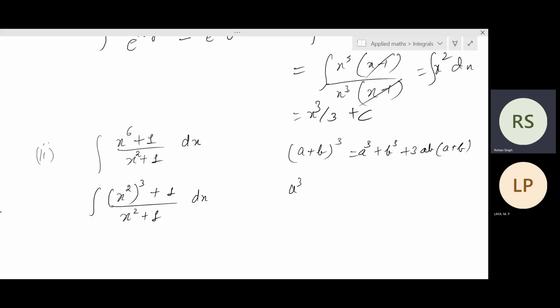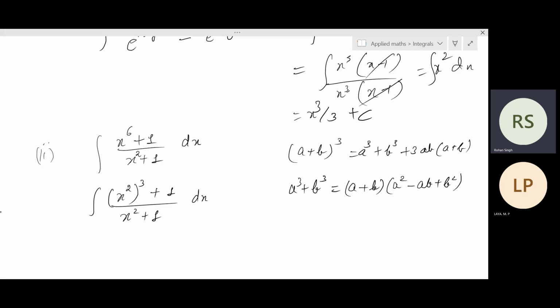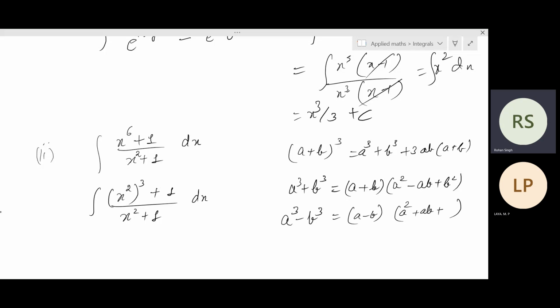What is that formula? A cube plus b cube will be a plus b into a squared minus ab plus b squared. And a cube minus b cube will be a minus b into a squared plus ab plus b squared.